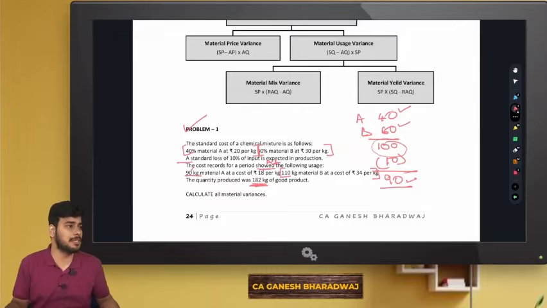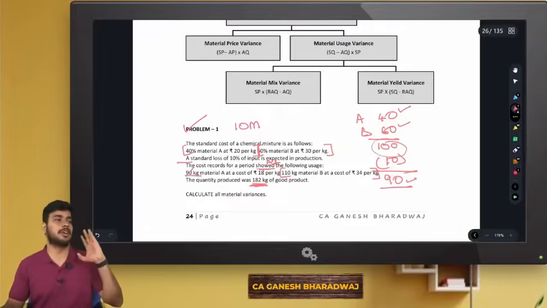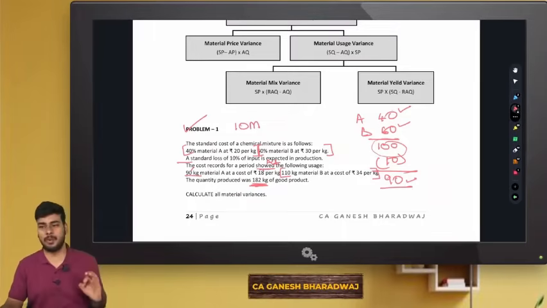Any guess how many marks this question is? It's a 10 mark question. That's why I said don't judge a book by its cover. Please don't judge this question based on the volume. It's absolutely worth a 10 mark question.